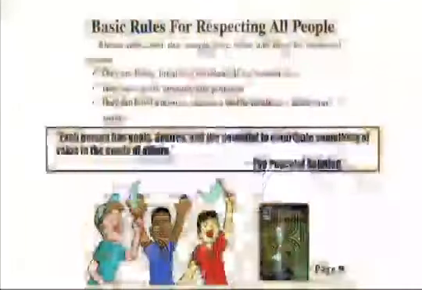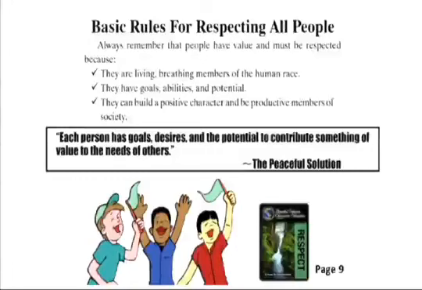So back to the slide on the basic rules. The last one says they can build a positive character and be productive members of society. And that's really the most important thing we need to remember about everybody: they can be the worst person on earth, which I consider myself to be before I learned the peaceful solution. I considered myself to be incorrigible. It wasn't just the judges that thought that. I thought the same thing. I thought, I'm never going to be able to stay out of trouble 10 minutes, man. This is what I used to think until I learned the peaceful solution.